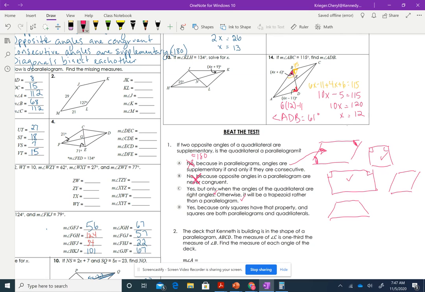Okay. So, yes, because only squares have that property. Well, squares do have that property, but not only squares have that property. Rectangles also have that property. And squares are both parallelograms and quadrilaterals. So I think C is your best choice here.